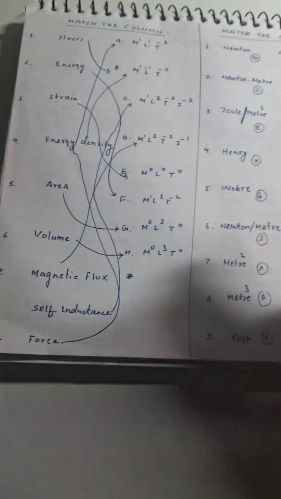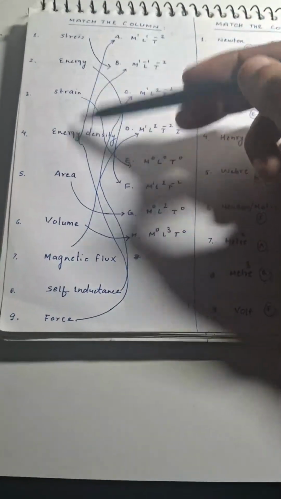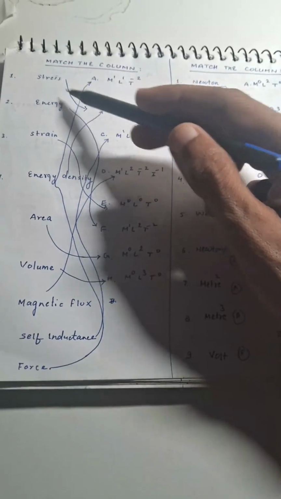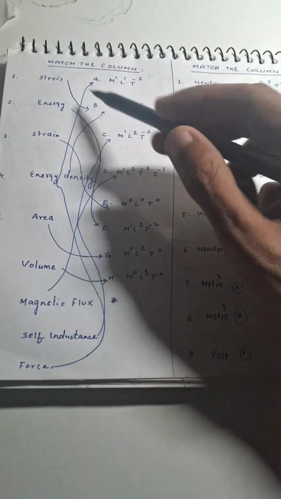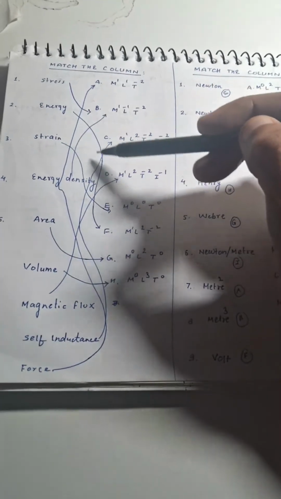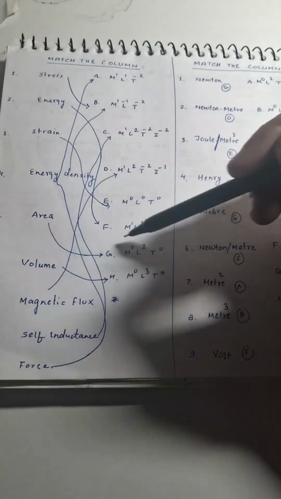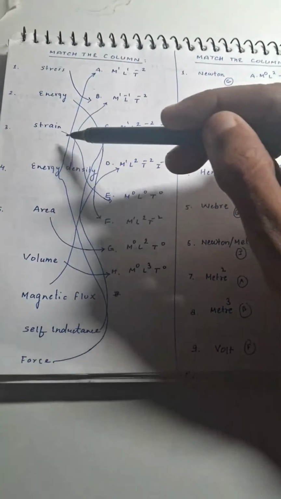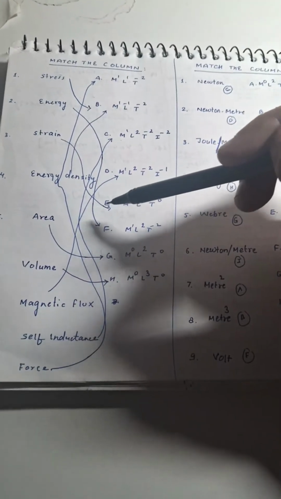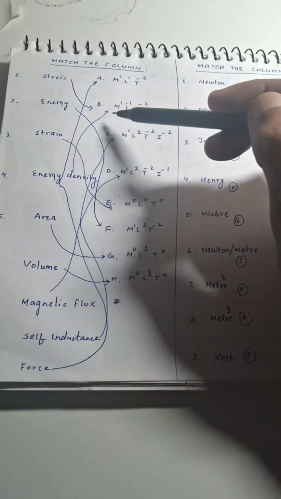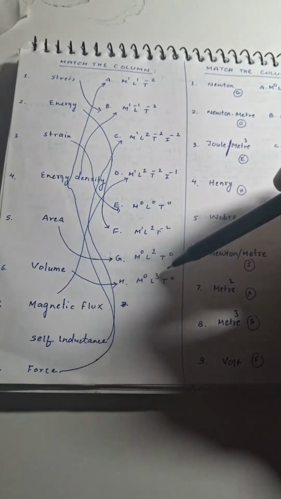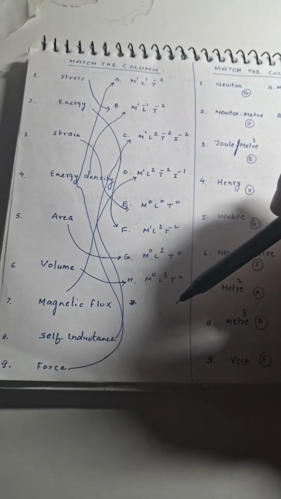Then we have another discussion, match the column type. Here are certain physical quantities and here are the dimensions. Let's match them out. First of all, stress has the dimension M^1 L^-1 T^-2, so stress matches with B. Then energy has dimensions M L^2 T^-2, so it matches with option F. Then strain is dimensionless, so it matches with option E. Then energy density has dimension M^1 L^-1 T^-2, so it matches with option B. Area has dimension M^0 L^2 T^0, so it matches with G. Volume is L cubed, so it matches with L.